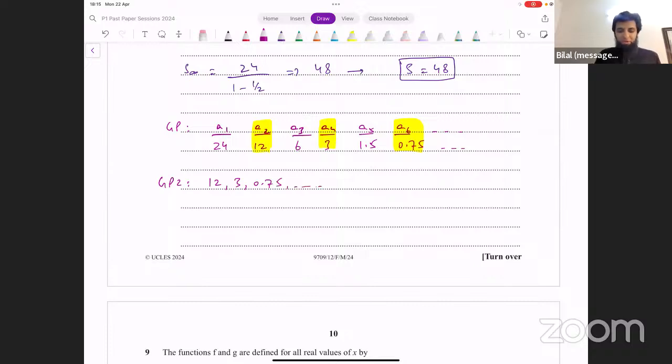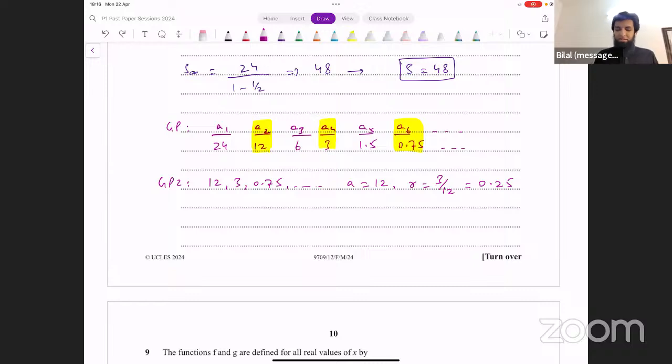What's the first term of this GP? The first term of this GP is 12. What's the ratio of this GP? Take any two consecutive terms, divide them, 3 over 12, and that gives you 0.25. You can divide these two as well, 0.75 over 3, that also gives you 0.25.